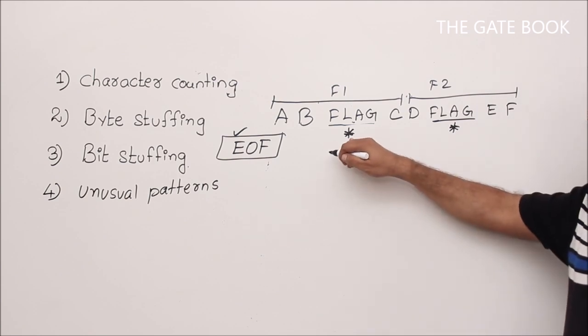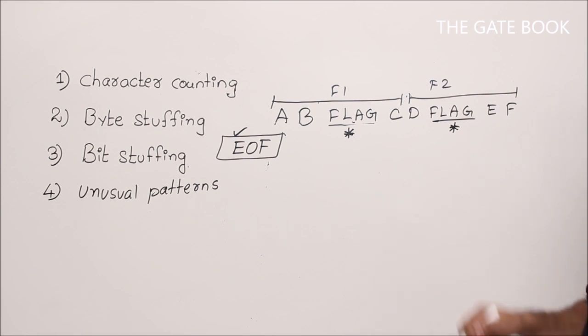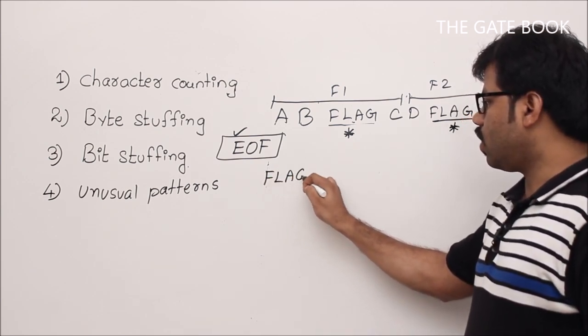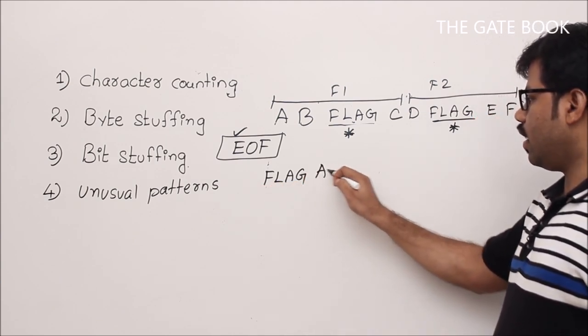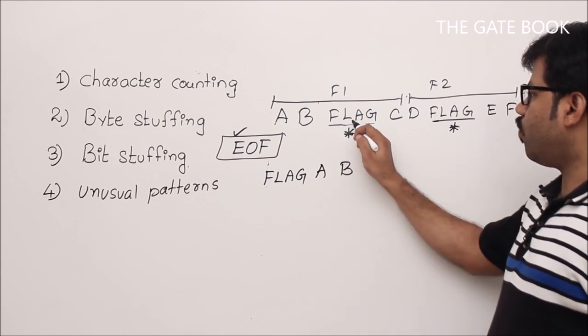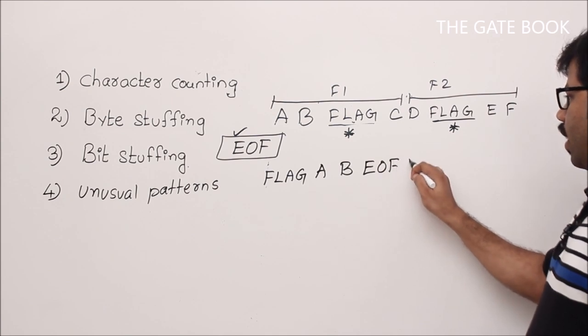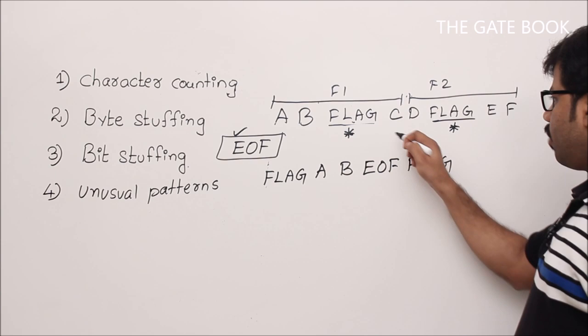That means this is not the start of the frame, not the end of the frame. It is a data flag. So if you have a data flag, what we do while framing is, first of all, write the control flag, that means start of the frame, then write A, B, and whenever you see a flag, then write EOF, then flag. So slowly you understand what happens and why it works.